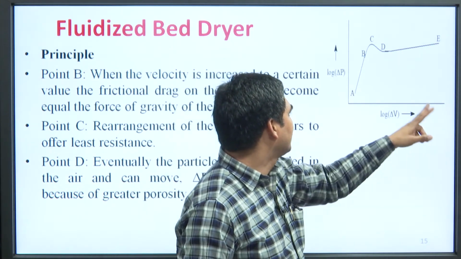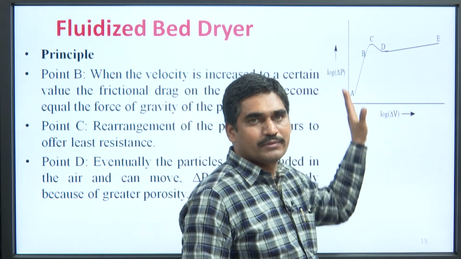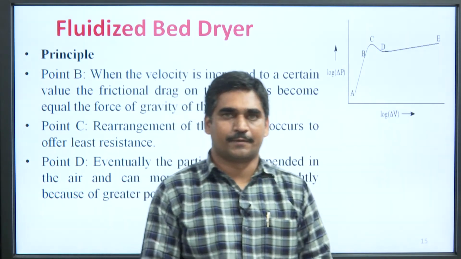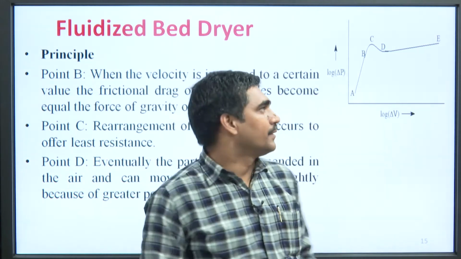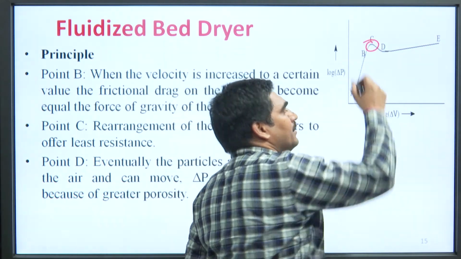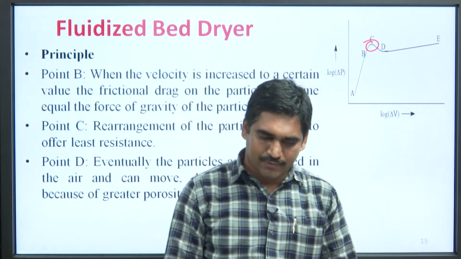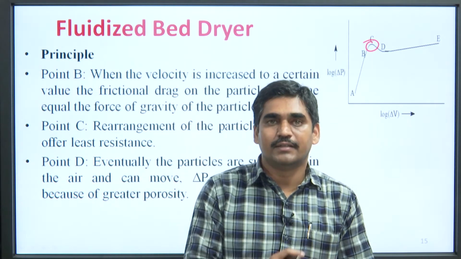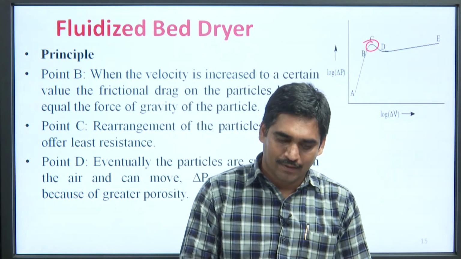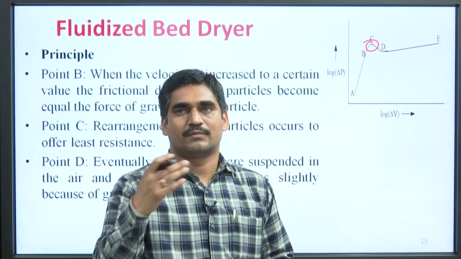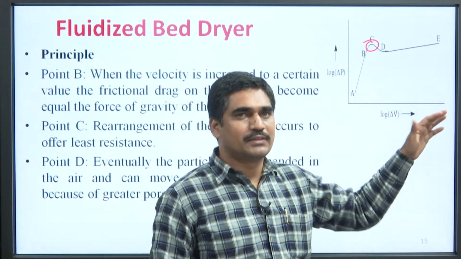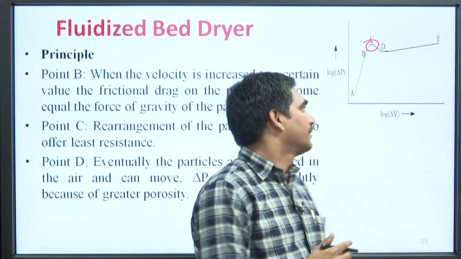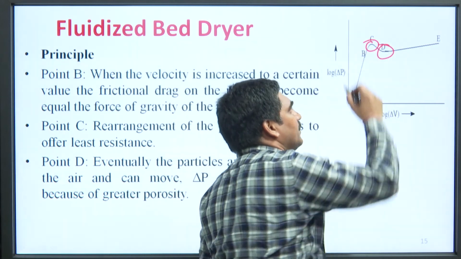You see, as the velocity is increased, the delta p value is also increasing in this direction to a certain extent. At point C, rearrangement of particles occurs, which offers least resistance. As velocity is further increased, what happens? There is a slight decline up to this point D.